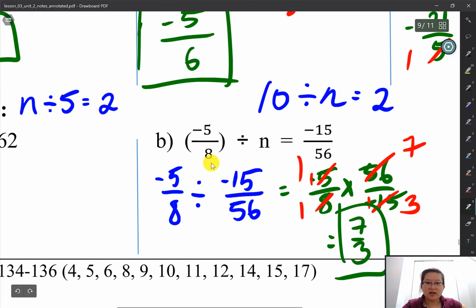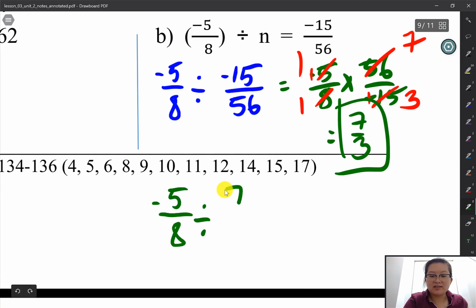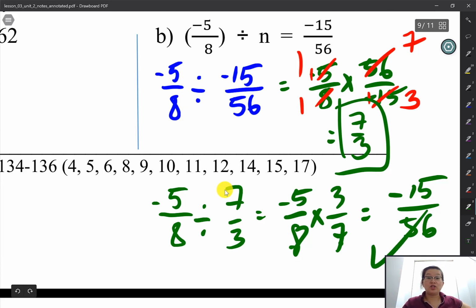And guess what? If you don't trust your answer, feel free to put it in for n just to double check. What that looks like is the following. I have negative 5 over 8. If I divide it by 7 over 3, I should get negative 15 over 56. So again, I can just quickly do this to check my answer. I multiply by 3 over 7. This is going to be negative 15, and 7 times 8 is going to give me 56. So my answer checks out.